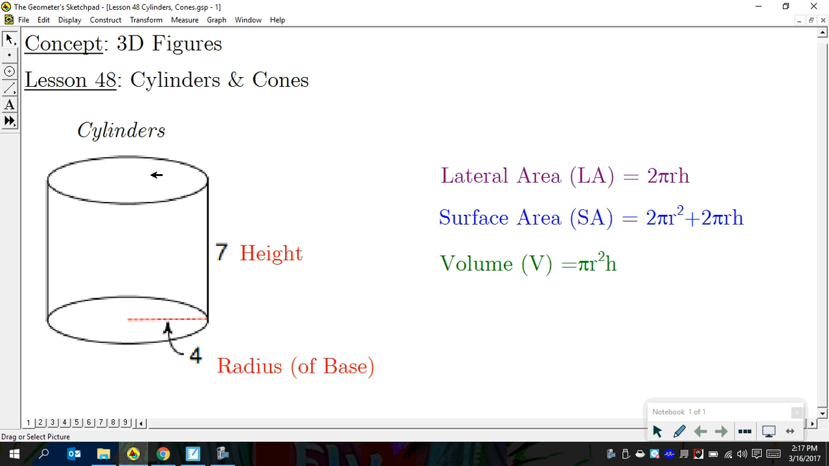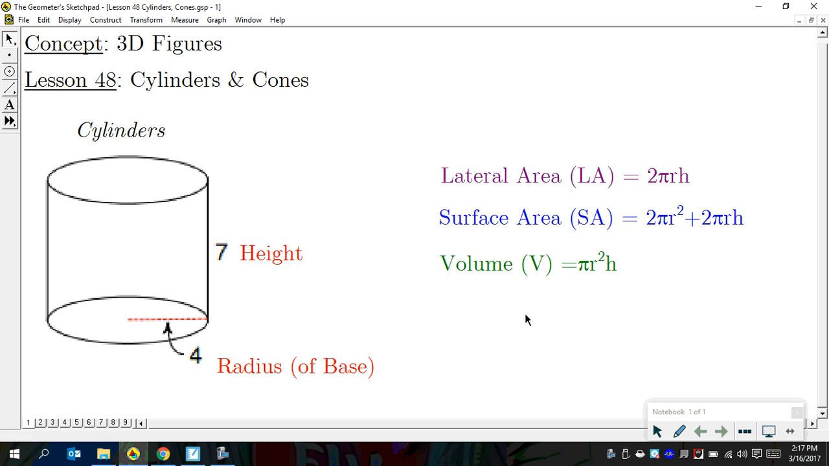So a cylinder has two important dimensions, the height and the radius. And a cylinder has two bases, and both of those bases are circles. And the radius is always from the base, and the height is the distance between the two bases. So height in this case is not always up and down. If this cylinder was turned on its side, the height would still be 7 because it would be the distance between the top circle and the bottom circle.